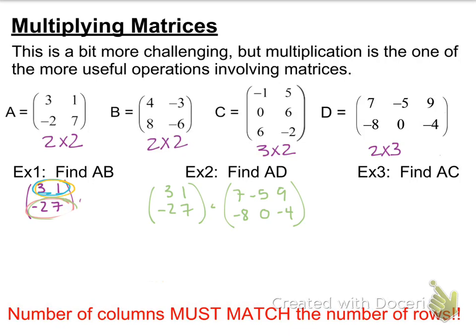Okay, so my first check is to see if I can do it. So this is a 2 by 2. This is a 2 by 3. These are matching, so I can. My answer is going to end up being a 2 by 3 answer. So 2 rows, 3 columns.